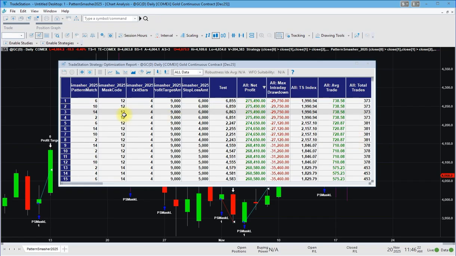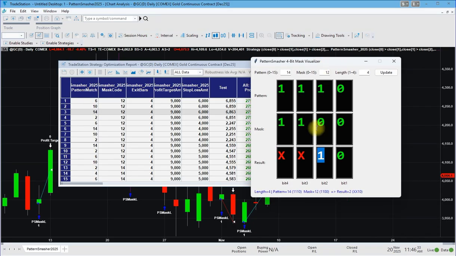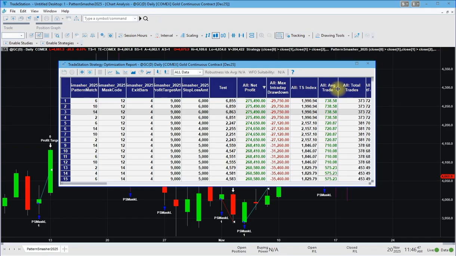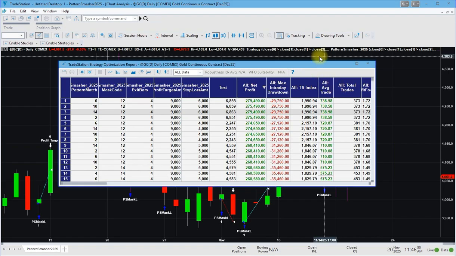And the reason they produce the same number was these pattern matches, or the pattern numbers, when they were masked to 12, produced this resultant pattern, XX10. So that's what that's telling you. Average trade is 738. Total trades, all total trades is 373. That's pretty darn good. But again, are you going to bet your capital on a simple pattern?